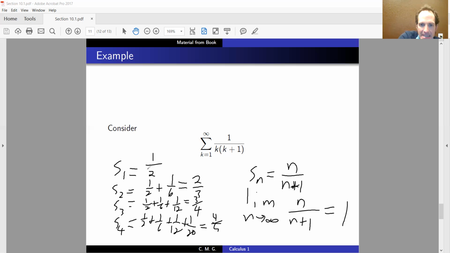Okay, so that means ultimately this sum is equal to 1. Add up all infinite numbers of the form 1 over k times k plus 1, and I get 1. So that's kind of crazy. It's pretty cool. All right.